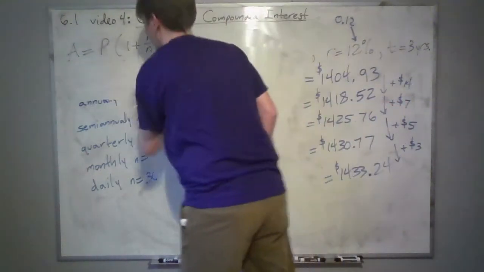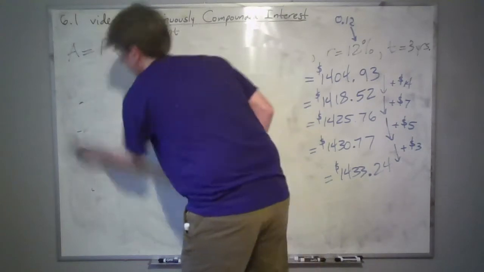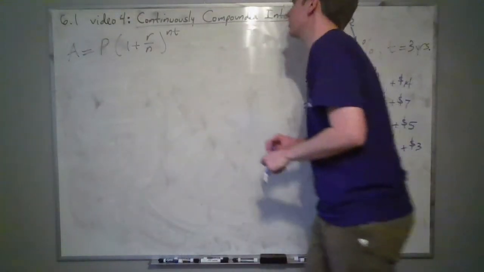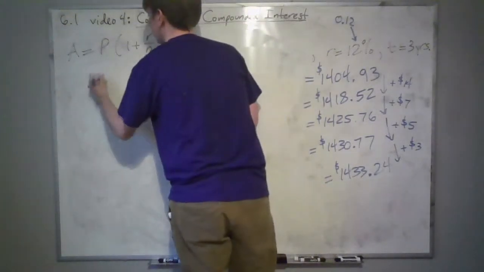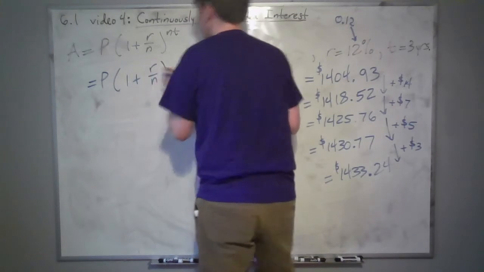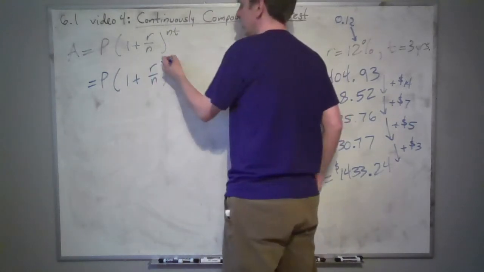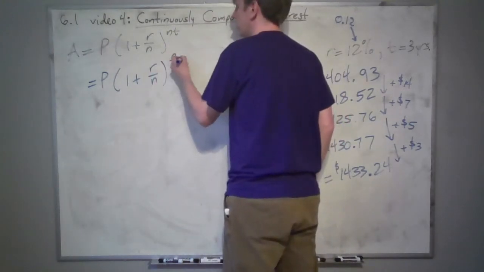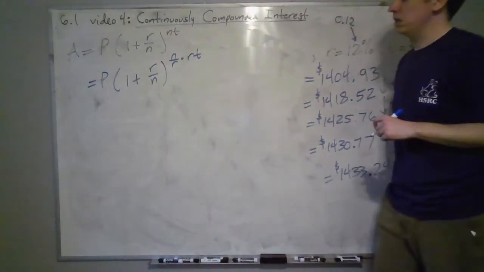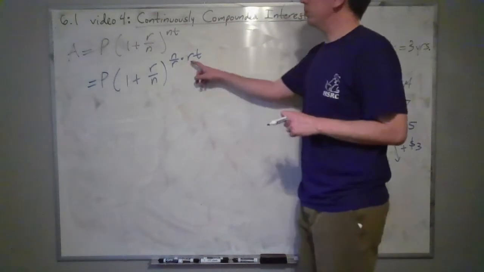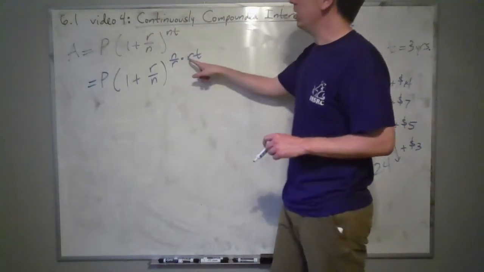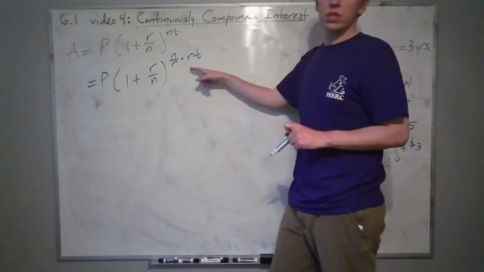Okay, so what I want to do is look at this formula and play with it a little bit. Mainly, I'm going to play with the exponent. I'm going to write the exponent as n over r times rt. And hopefully you believe that this is the same as what was originally there, because if I divide by r and multiply by r, those two things should cancel out.